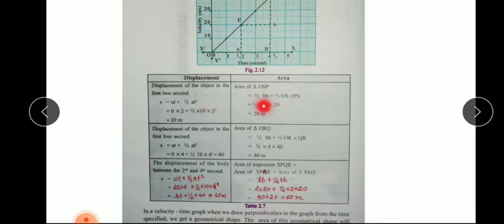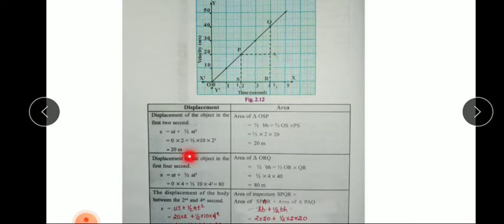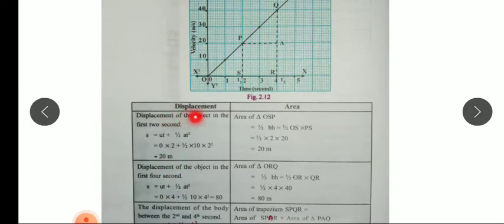See, here two columns are given. In the first column, displacement is calculated using the formula, and here displacement is calculated by using the formula of area. Okay, the first question: displacement of the object in the first 2 seconds. So here we have to find the displacement of the object from 0 to 2 seconds.